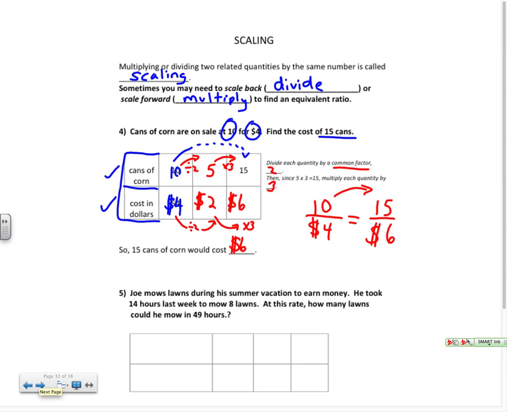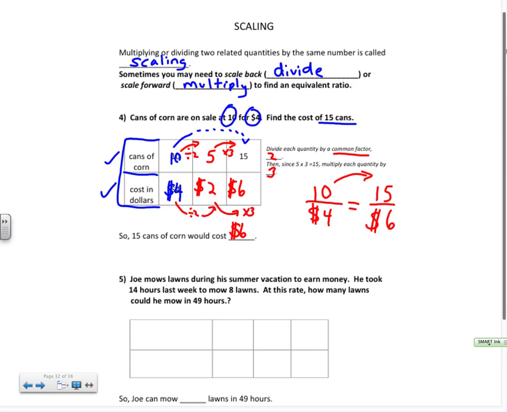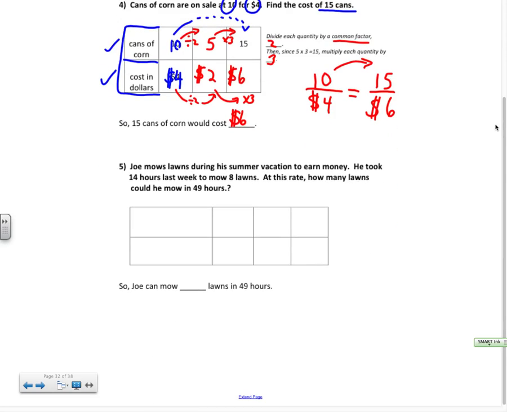All right, let's take a look at a problem together. Joe mows lawns during his summer vacation to earn money. He took 14 hours last week to mow 8 lawns. Wow, what a long day. All right, at this rate, how many lawns could he mow in 49 hours?